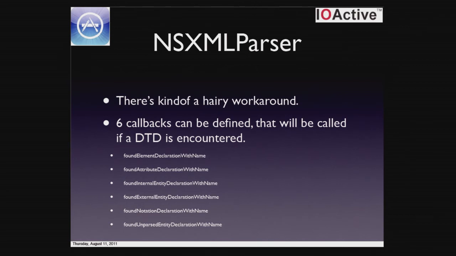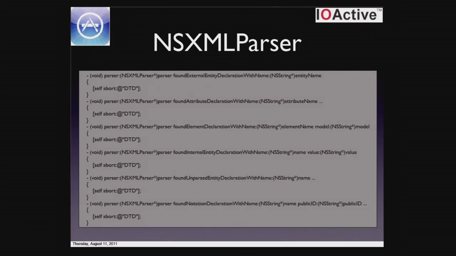So you can't turn it off, but there's kind of a workaround. The way NSXML works is basically you can define a bunch of callbacks, which means if you see this, call this callback. If you see this, call this callback. And so what you can do is have callbacks for DTDs, and you can say, found element declared with name, or found attribute declared, or found external entity, or found so-and-so, call this callback. So if you're writing iOS apps, you can basically declare all six callbacks, and if any of those callbacks ever get called, it comes through a DTD. And if you don't want to handle DTDs, you can just say, oh, this is a potentially malicious input, and I'm simply not handling it. So it's kind of hairy, but it works.